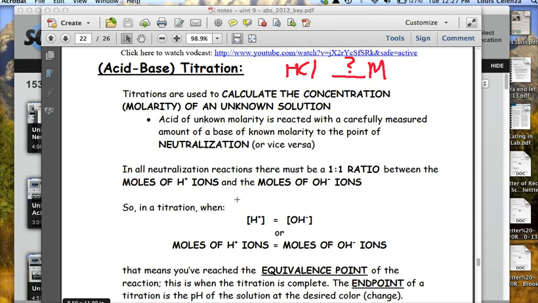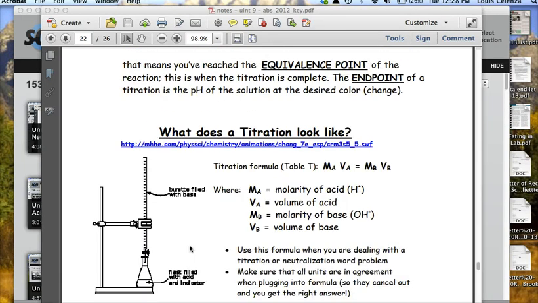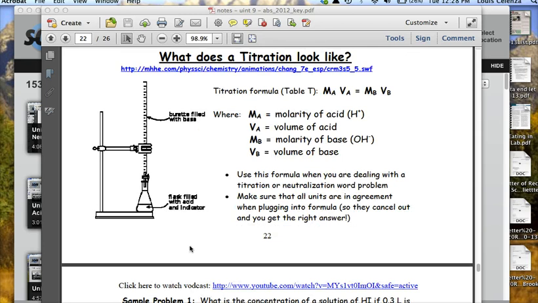What we would do is we would titrate an acid and a base. If we're trying to determine the molarity of an unknown acid, we would use a base that we know the strength of, and using the equipment that's at the bottom, we would be able to figure it out. So I think probably the easiest way is to go through a very quick explanation here.